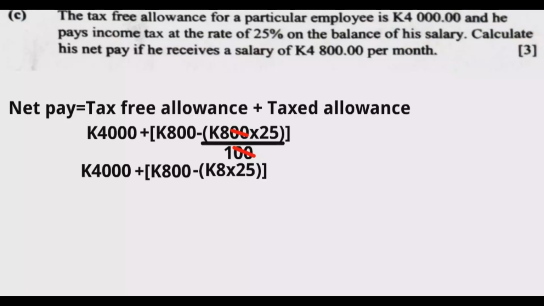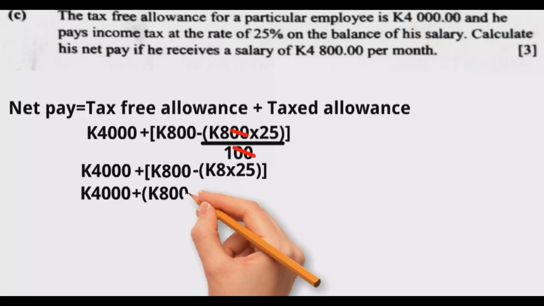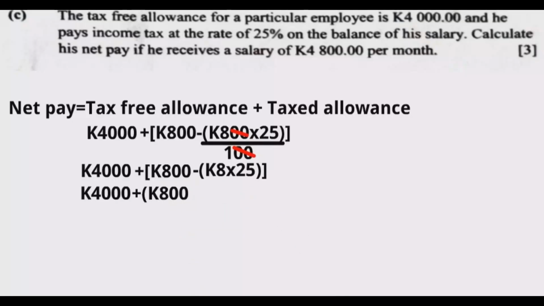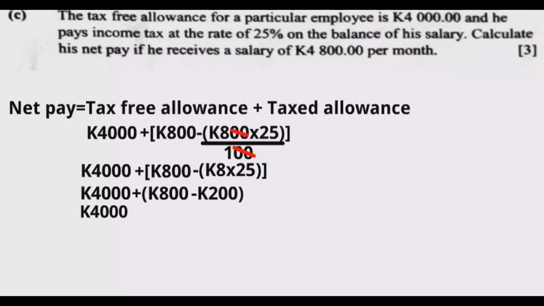Okay, 8 times 25. Remember, we haven't finished dealing with the numbers in brackets. That means we just concentrate on the numbers in brackets until we get rid of brackets. So we're going to write 4,000 kwacha plus open bracket 800 kwacha, then 8 times 25 will give us 200, then we say minus 200, like that. Once we've done that, the next thing is to write 4,000 kwacha like that. Then we evaluate 800 minus 200.